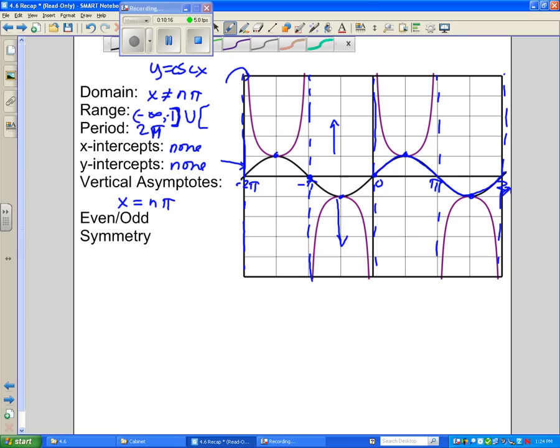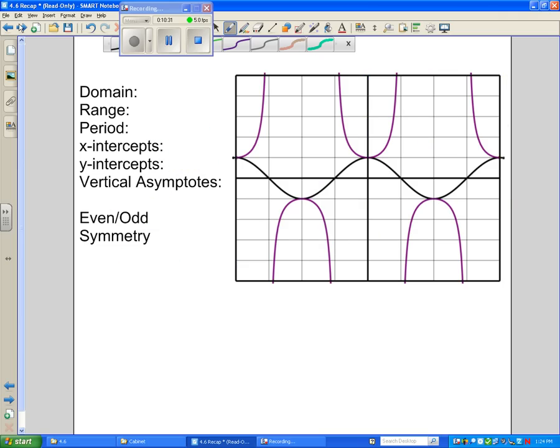Now, even or odd: we're asking if we were to reflect this across the y-axis and then across the x-axis. Notice that does map it onto itself, so that is an odd function. And the symmetry means, therefore, that it's symmetrical about the origin. And the last function is secant.